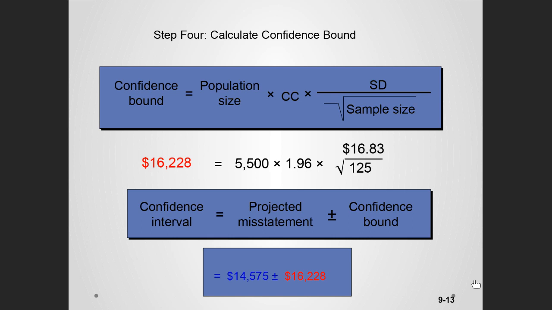Now do the negative: 14,575 minus 16,228. Do that calculation and tell me the number. 14,575 minus 16,228. So it's negative 1,653. So now our confidence bound on the positive side, the confidence interval on the positive side, is 30,803. And on the negative side, it's negative 1,653.